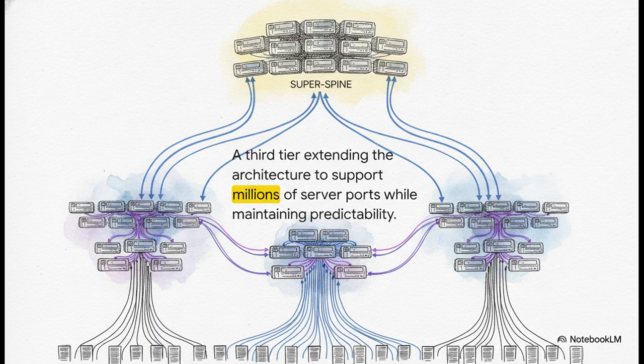They simply add a third tier, called a superspine, to interconnect pods of spine-leaf fabrics. Sure, the hop count increases slightly to 4, but the architecture maintains that exact same non-blocking predictability, allowing the whole network to scale up to literally millions of server ports.